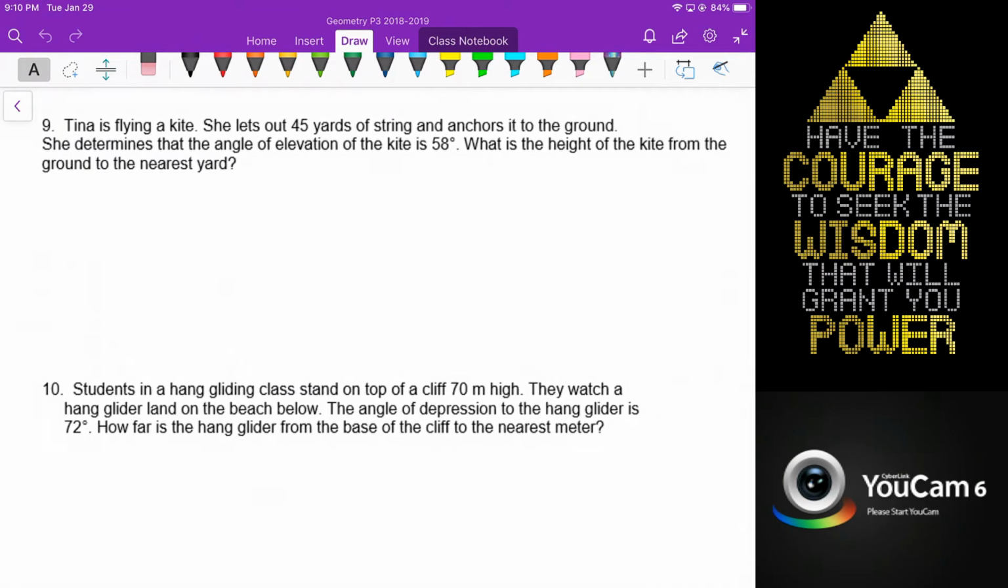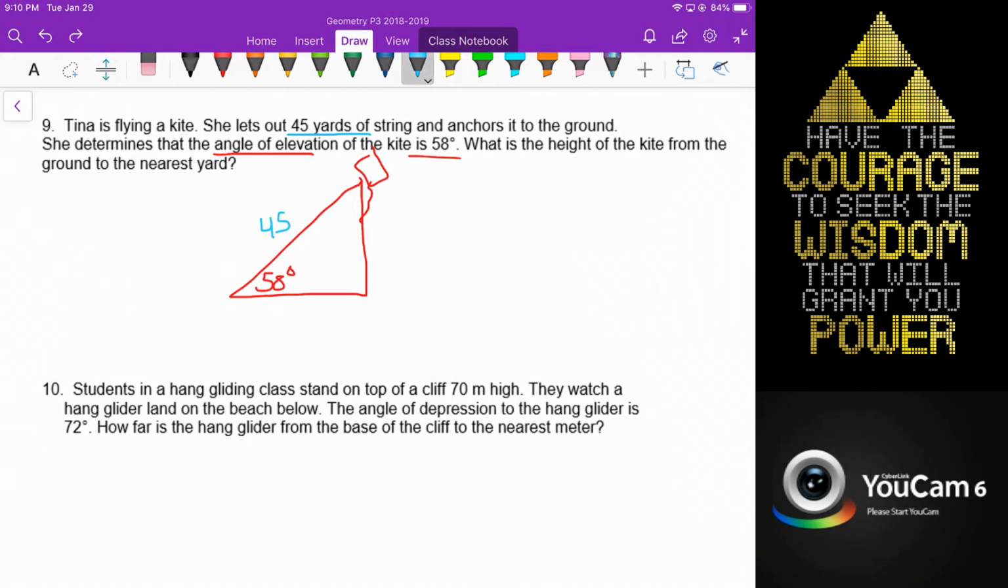Of course, we've got our beautiful angles of elevation. So remember that I gave you all the step layouts. So the first thing we should do is draw our picture. So there's our kite. Then of course we have the 58 degrees. We know for a fact that there's 45 yards that are let out. So that's going to be this.